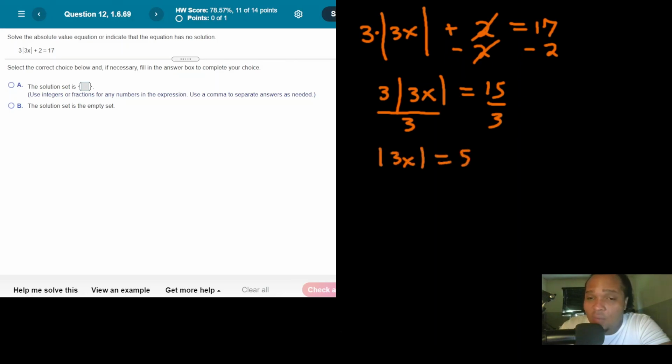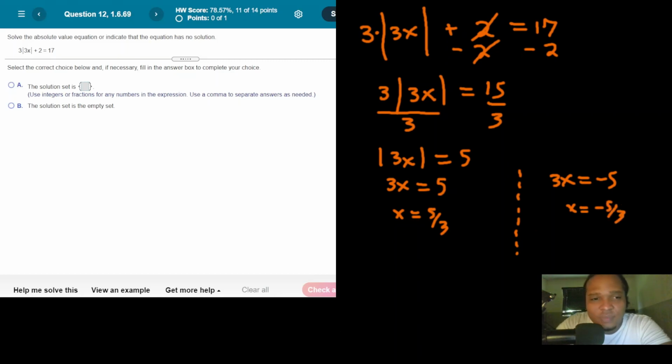Now we have the absolute value of 3x by itself, so now we're free to branch off into the positive version and the negative version. We have 3x. Go ahead and take it out of the absolute value bars. 3x is equal to the positive version of your right side. And over here, we have 3x is equal to the negative version of your right side. So go ahead and divide both sides by 3. You get x is equal to 5/3, and over here, we get x is equal to negative 5/3. And that's it.